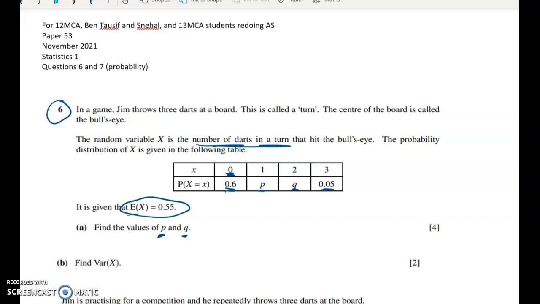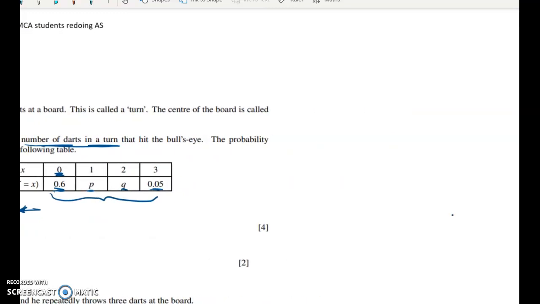So we need 2 bits of information to find 2 unknowns. The first bit of information is obvious, it's this one here, but the other one is really easy if you remember that you've got a probability distribution. So these numbers have to add up to 1. So the first thing we can write down is that 0.6 plus P plus Q plus 0.05 is equal to 1. That gives me P plus Q is equal to 0.35.